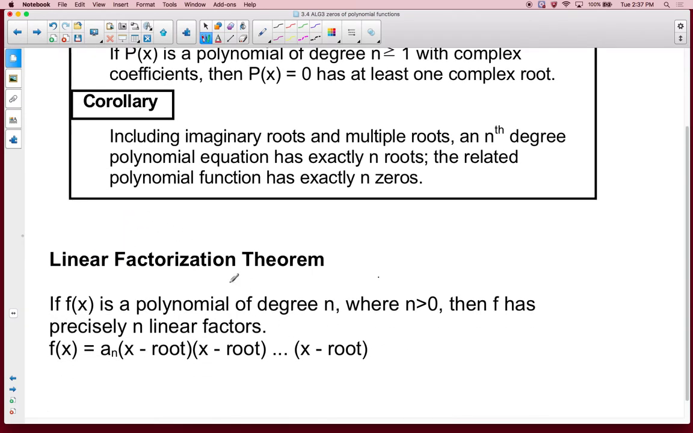The linear factorization theorem states that you'll be able to write it out as x minus your root, or x minus your zeros, or x minus your x-intercepts. Those all mean the same thing. So you'll be able to write these all out using the linear factorization theorem.